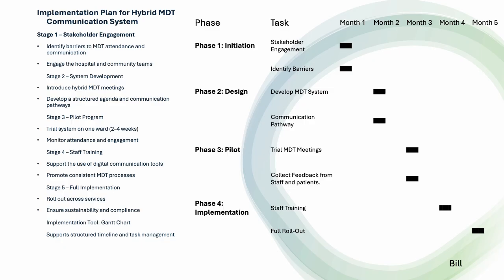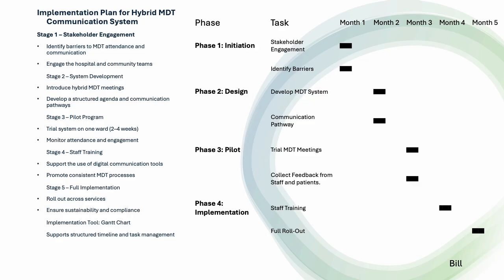The implementation of this change will follow a structured and phased approach to ensure it is both feasible and sustainable. The process begins with stakeholder engagement to identify key barriers to communication and ensure that both hospital and community perspectives are considered. This promotes ownership of the change and reduces resistance. The design phase introduces the hybrid MDT communication system, including structured meeting agendas and clear communication pathways.